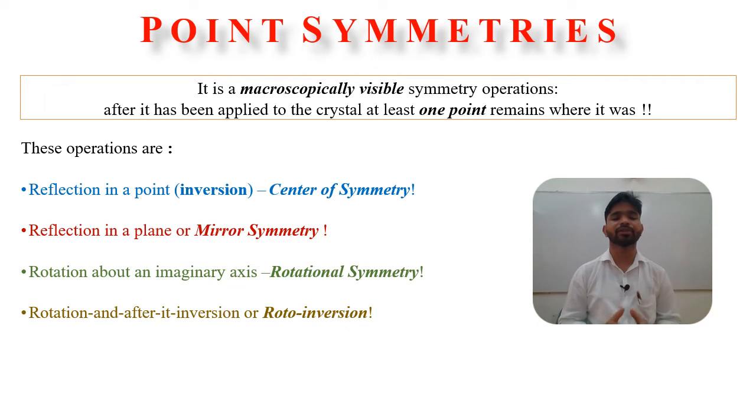we may have reflection in a plane, or mirror symmetry. We may have a rotation about an imaginary axis, that is our rotation symmetry, or we may have a rotation and after the rotation there is an inversion, and this is known as roto-inversion.